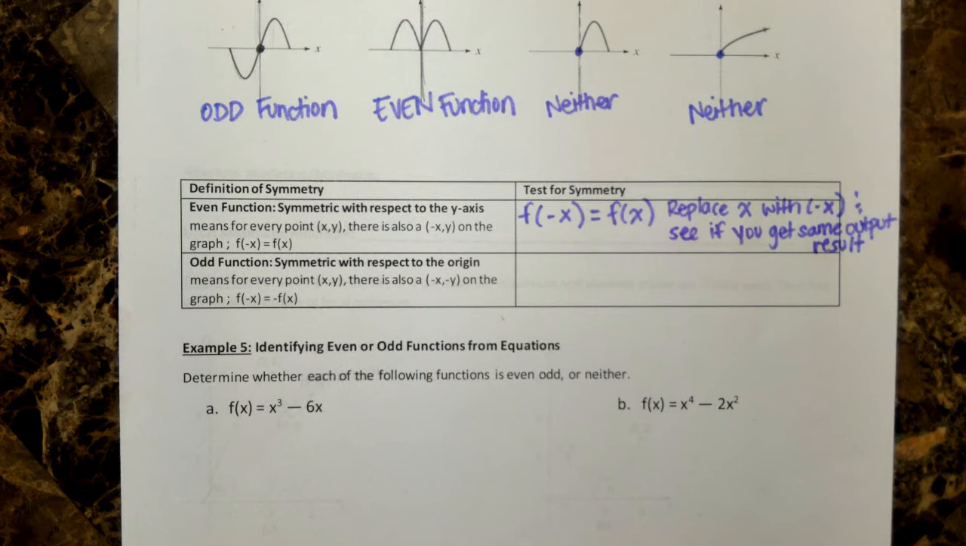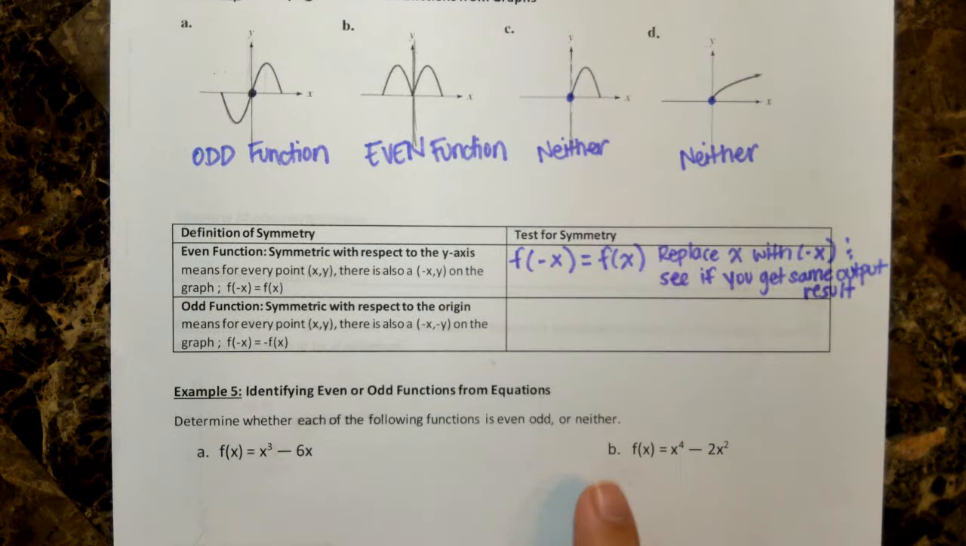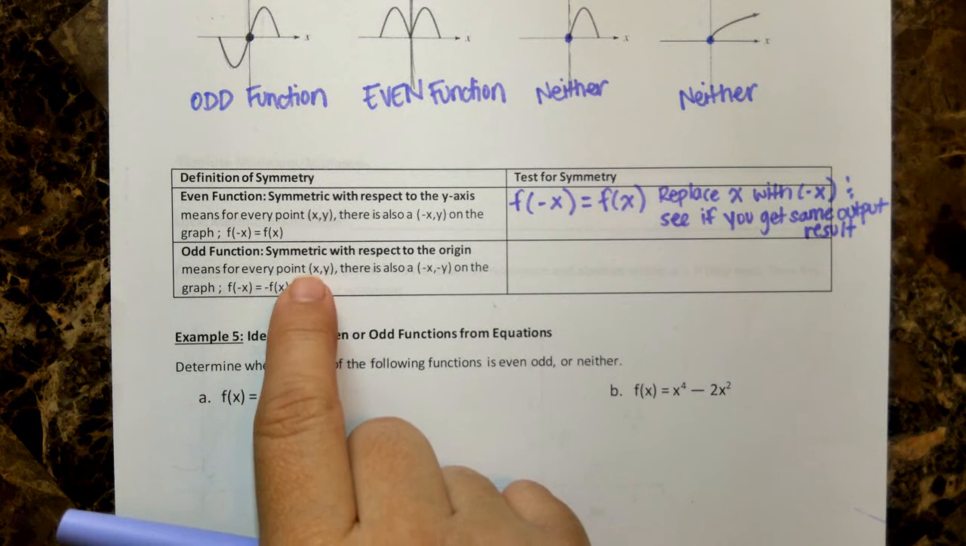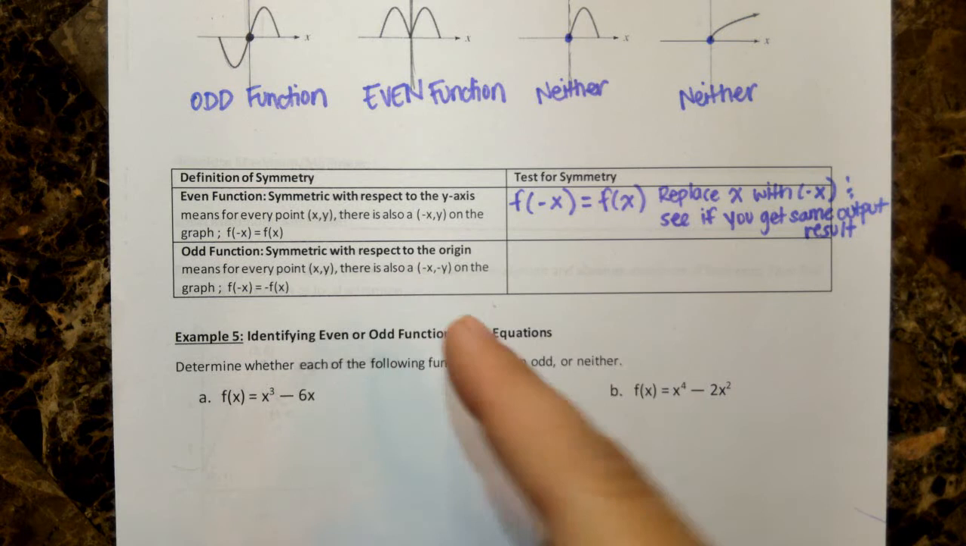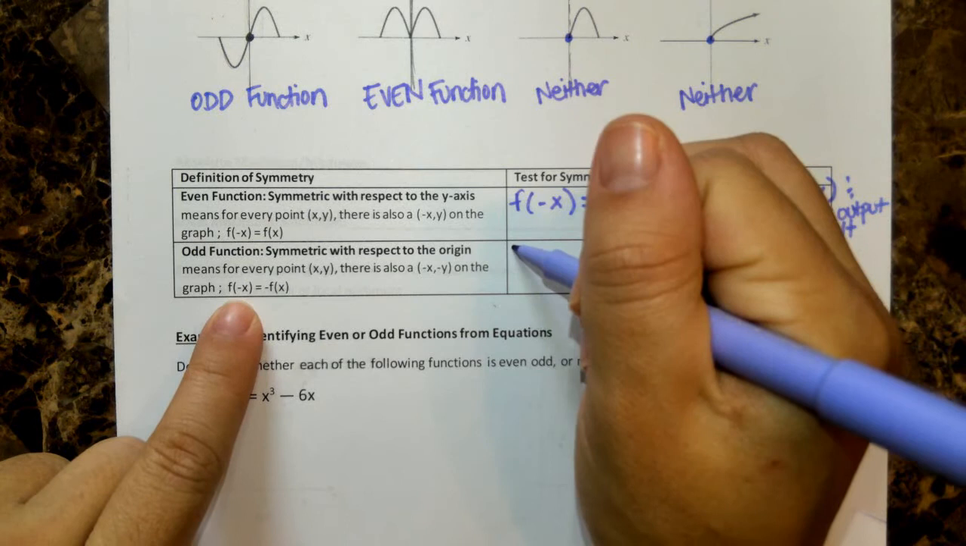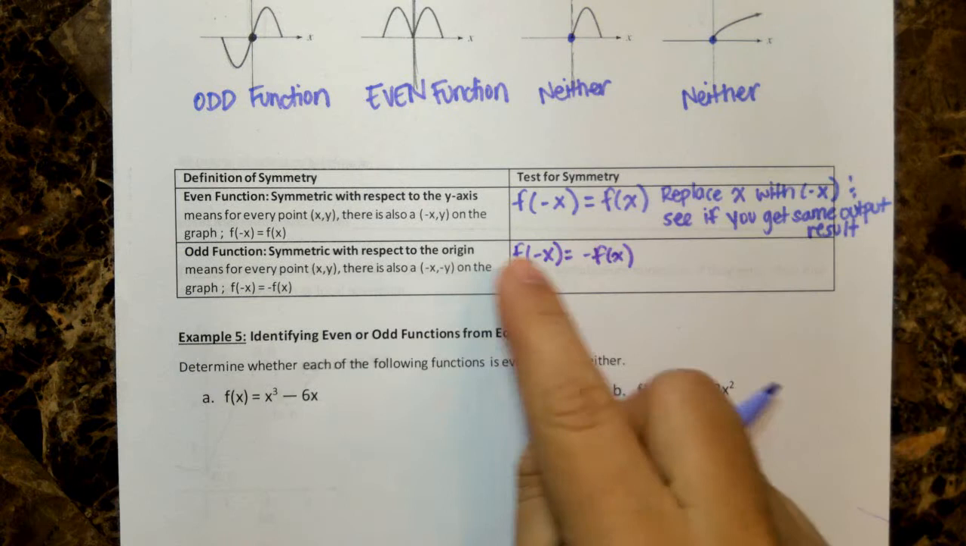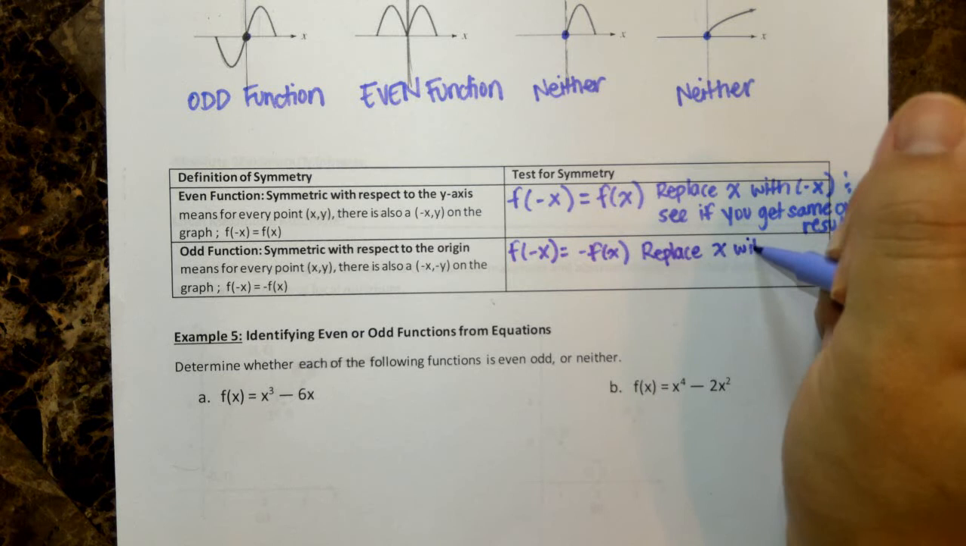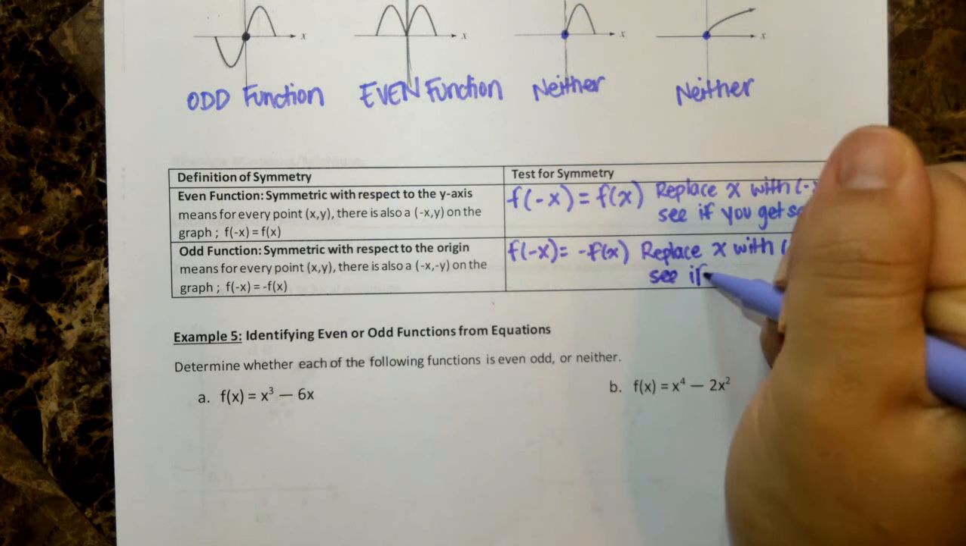Okay. If you want to tell if something is an odd function algebraically, let's say you don't have the graph, you just have an equation, and you want to tell, is this an odd function algebraically? That just means, is it symmetric with respect to the origin, which we've said earlier. What this means, though, is that for every point on the graph (x, y), there's also a point (negative x, negative y) on the graph as well. If we want to test for this algebraically, it just means that f of negative x equals negative f of x. And this might not make any sense right now, but I'm just going to write it down and we'll do some examples. What you would do is replace all of your x values with a negative x and see if you get a negative output result.